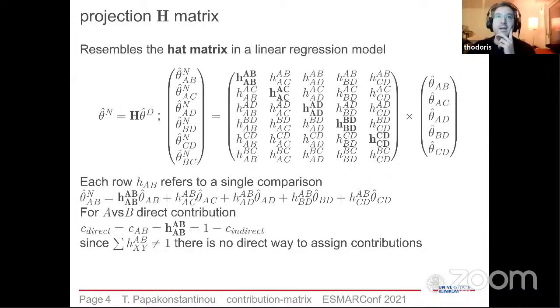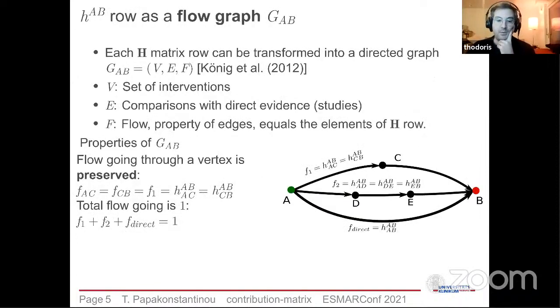So our approach was motivated by the observation of Koenig et al. that the hat matrix row elements represent flow from A to B in the respective flow graph, as you can see here, and the total flow is always 1. So assigning contributions becomes the task of partitioning or decomposing the flow.